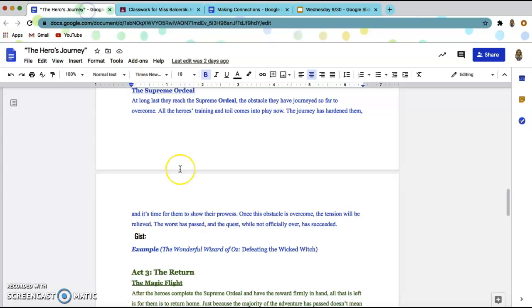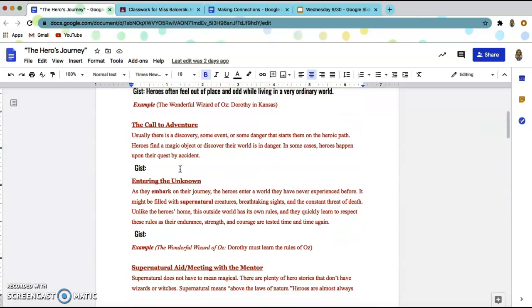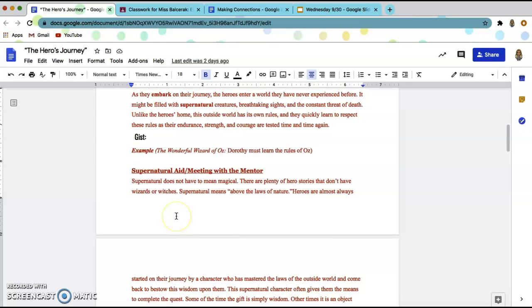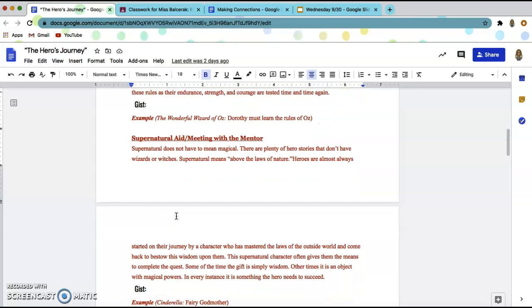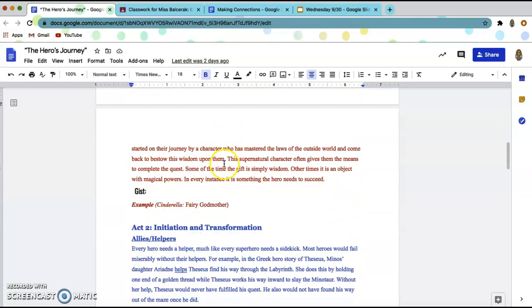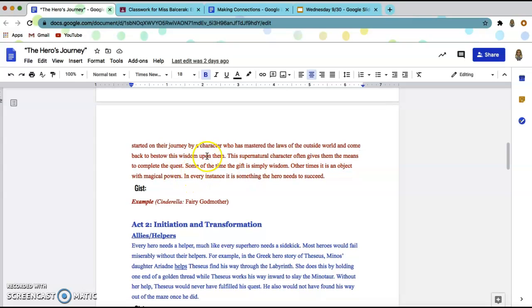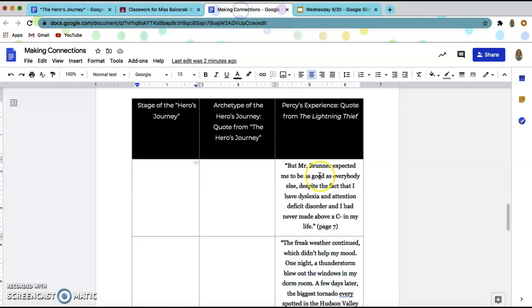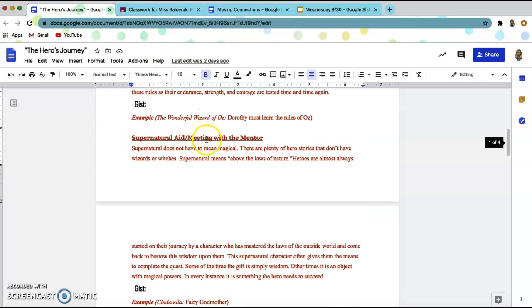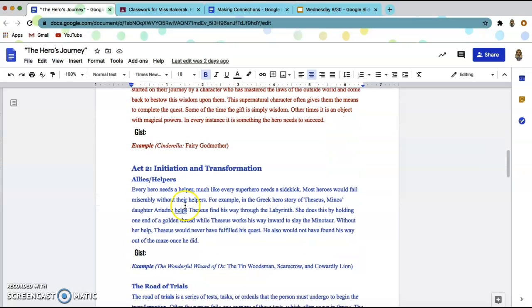So if I look through all of my stages, supernatural aid, this one talked about the supernatural character getting a quest or a journey that they have to go on, or a challenge that they have to meet. This quote did not talk about Percy going on a magical quest, so I know that Percy is not in the supernatural aid stage of the hero's journey. So I'm going to keep going.